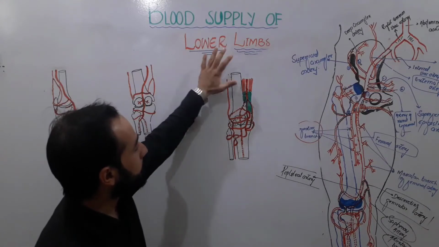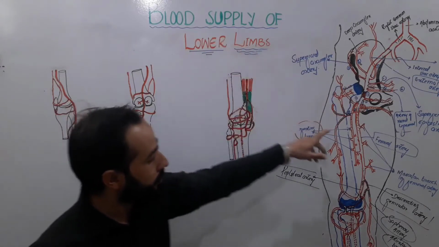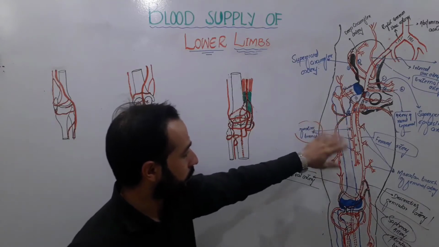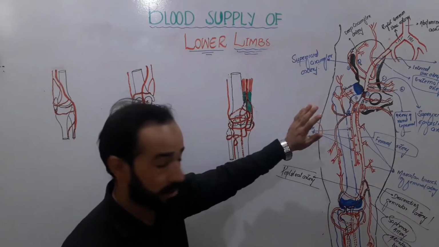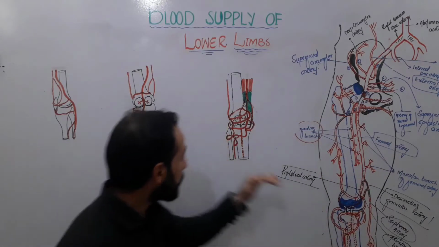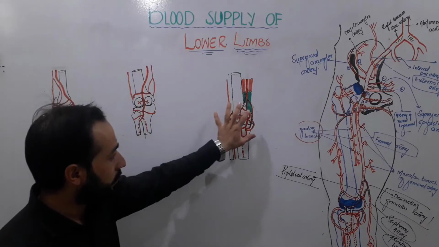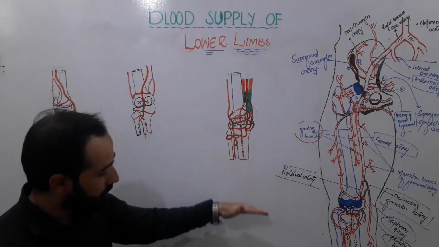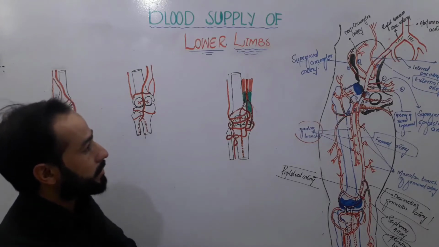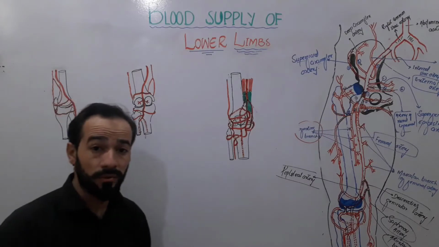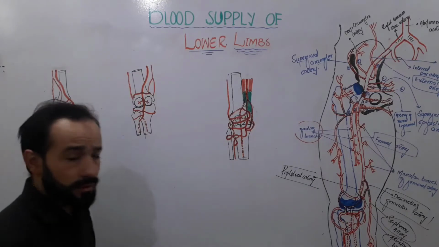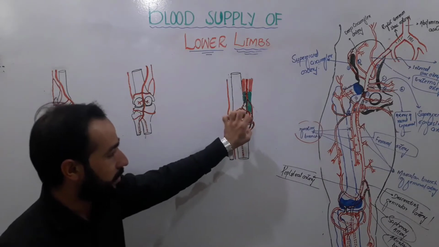Superior to the knee joint, at the femoral region, we have discussed all the branches of the femoral artery and the blood supply of that region, the thigh region. Now we are discussing the blood supply of the knee joint or the knee region, and then we will move further down towards the leg and the foot, and inshallah we will complete the blood supply of the lower limbs. Now let us begin our lecture regarding the blood supply of the knee.